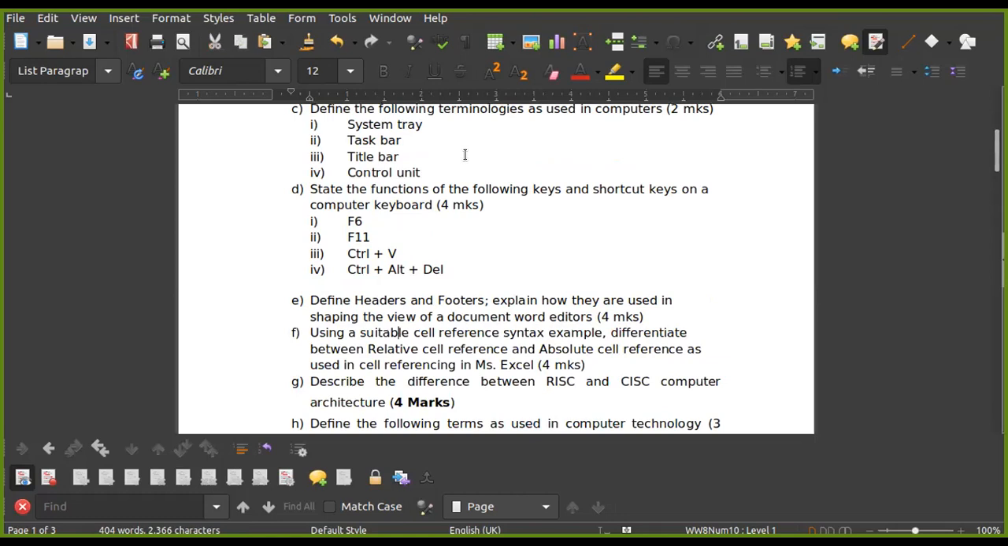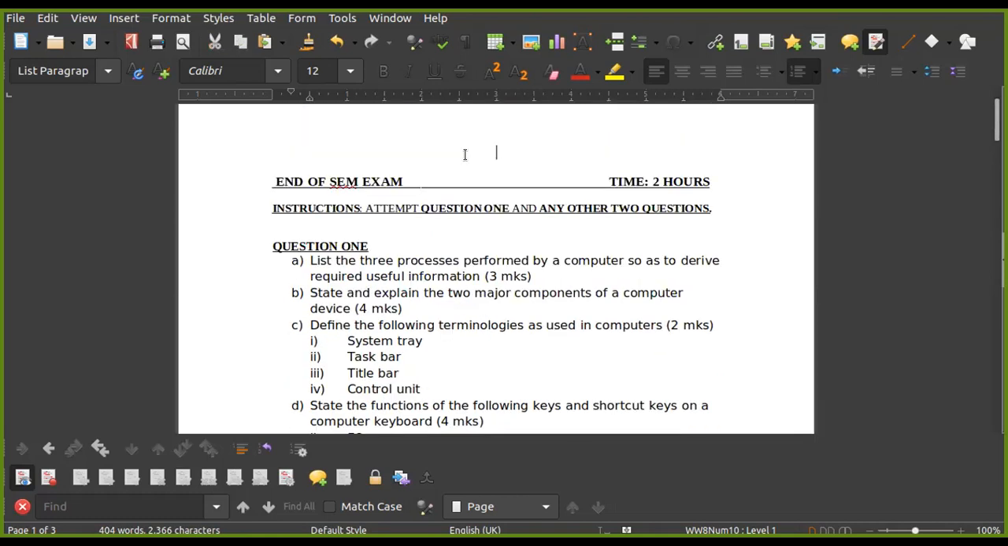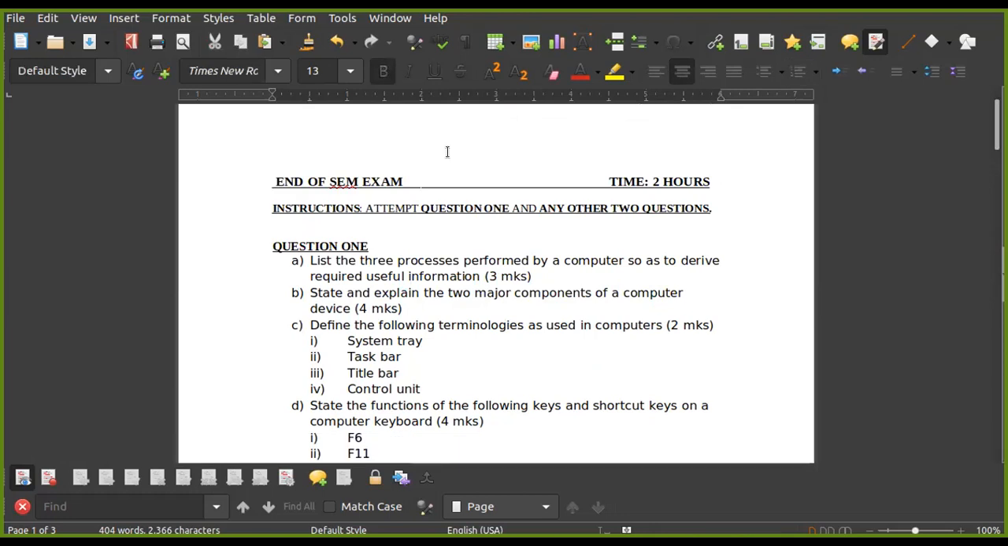Define headers and footers, explain how they are used in shaping the view of a document in a Word editor. Headers and footers. Basically, a header is this part. Okay, when you go to Microsoft Word, guys, bear in mind that I am not using Microsoft Word. I am using LibreOffice. So whenever you double click the header section of your document and type anything, it will cut across all pages. Like if you have 10 pages, whatever you type here will be displayed in all pages.